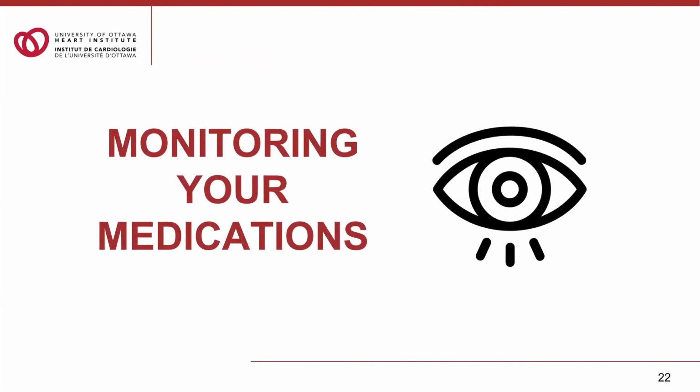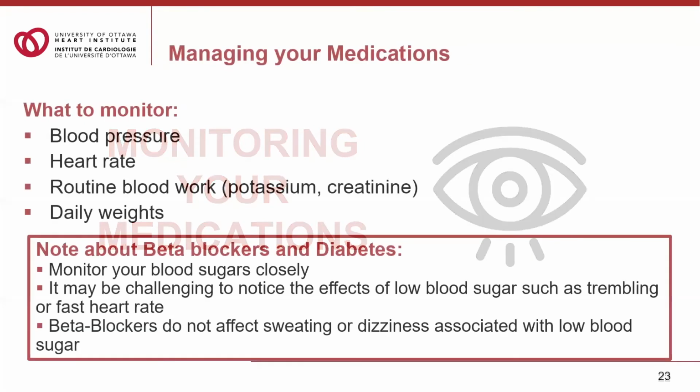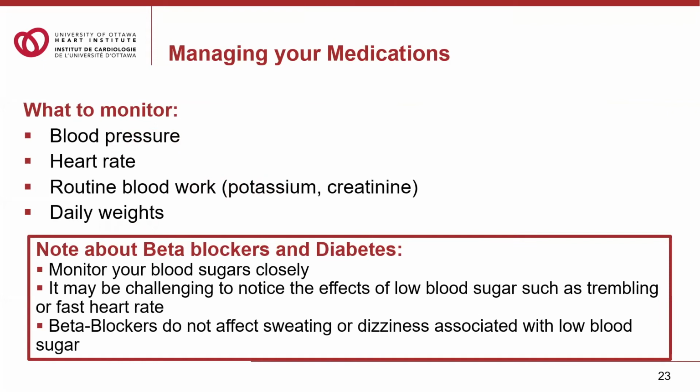So, in terms of monitoring your medications, it's really important that you watch your blood pressure while you're on these medications because a lot of them do tend to fluctuate your blood pressure and your heart rate as well. Some of the medications, such as the beta blockers, are used to actually lower your heart rate. Routine blood work, like I said, is extremely important. A lot of these medications do impact your electrolytes as well as your creatinine, or your kidney function. So it's really important that you have a physician to regularly monitor your blood work.